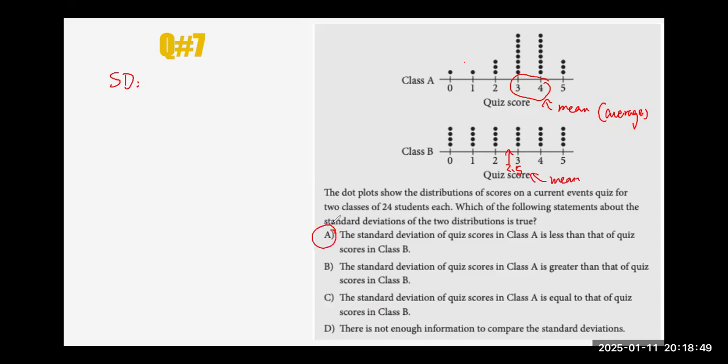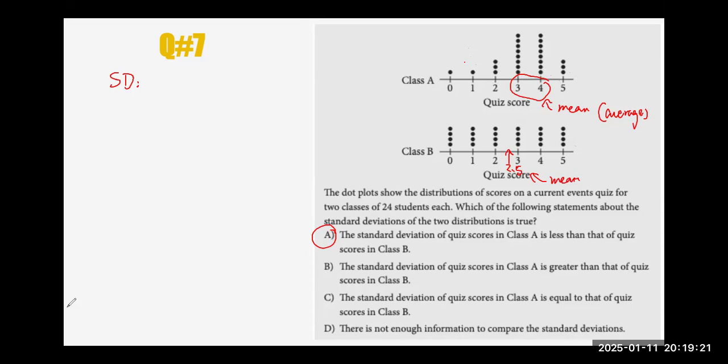Be careful, students. It looks like B is consistent, but B will have big variation. Here, the X values are the quiz scores, and the dots show how many students received each score. So in class A, we have more students clustered around the center, and this class has a lower SD. So A is right. Okay, good job.